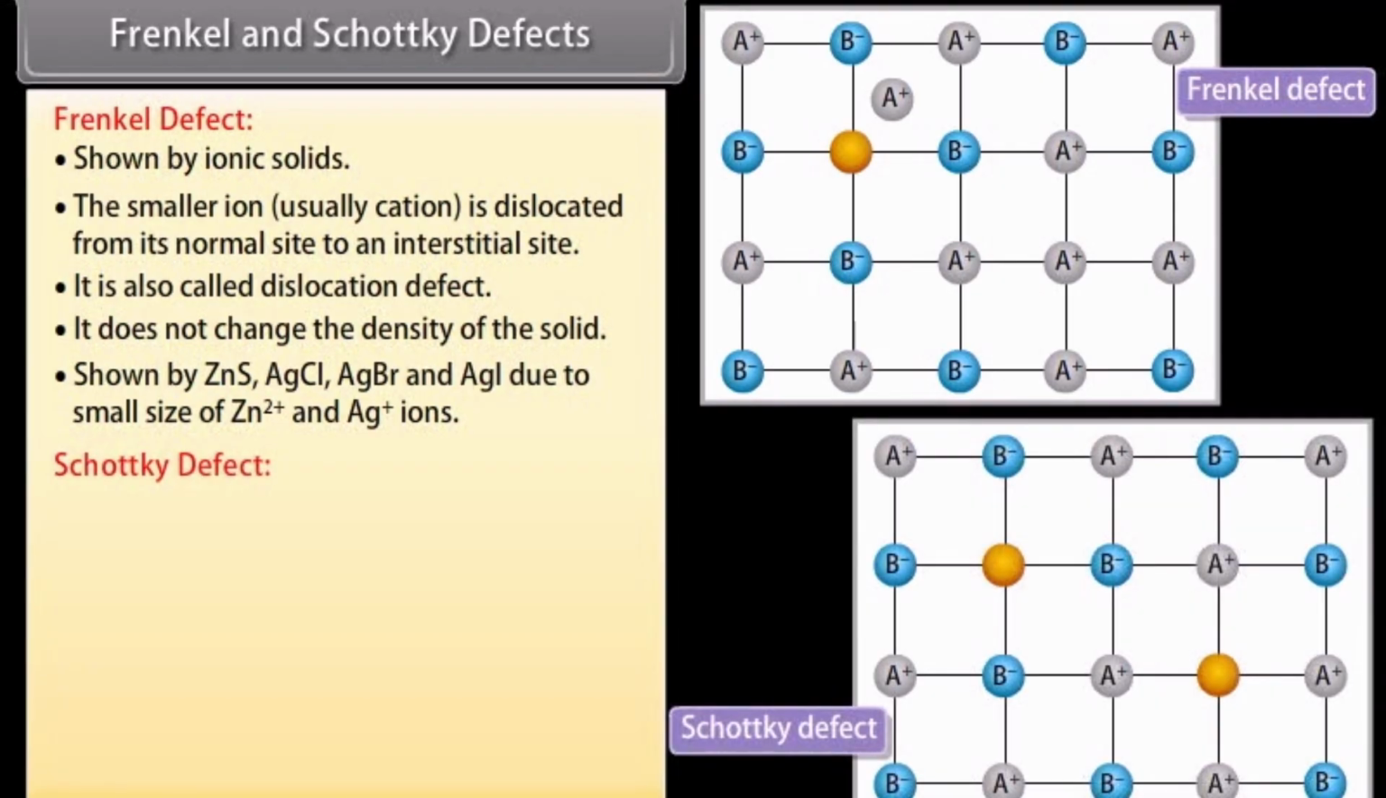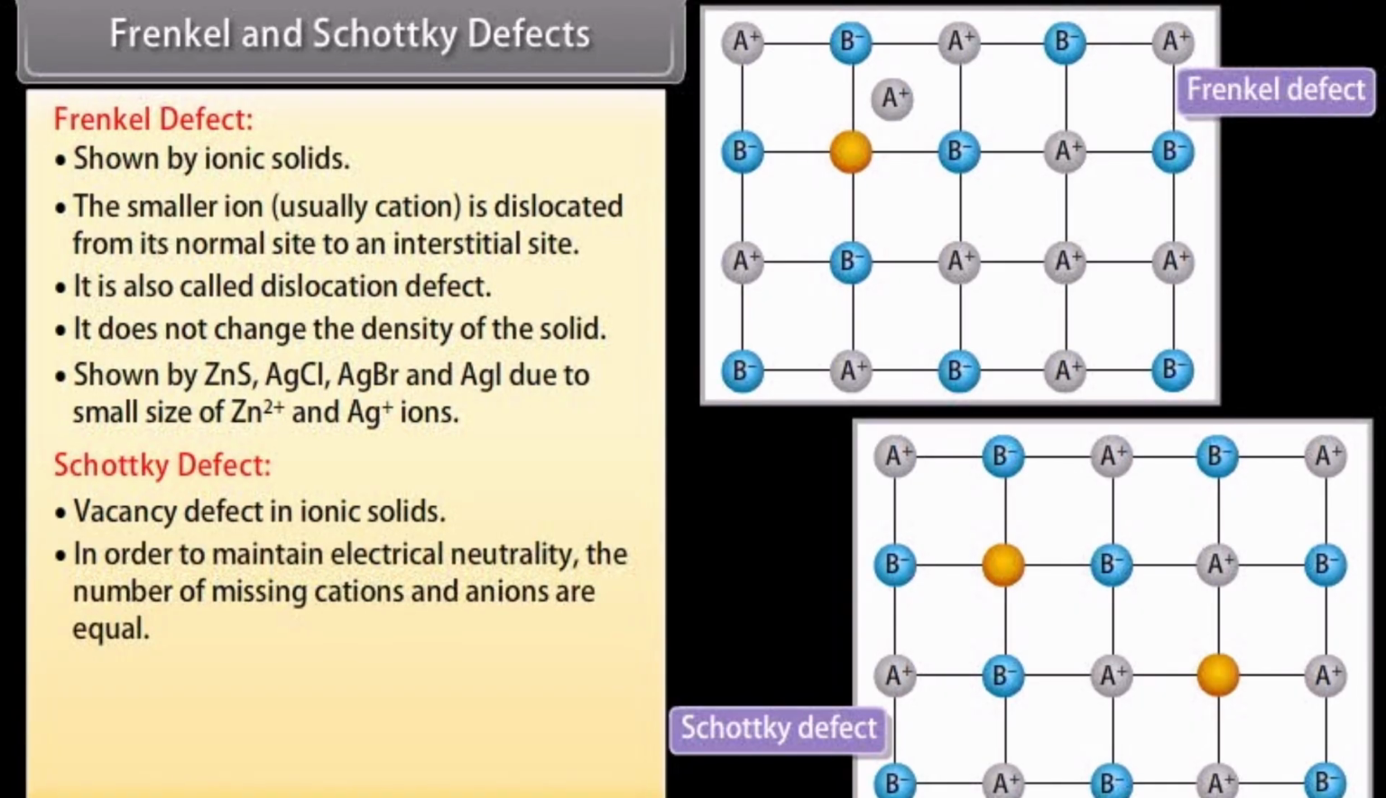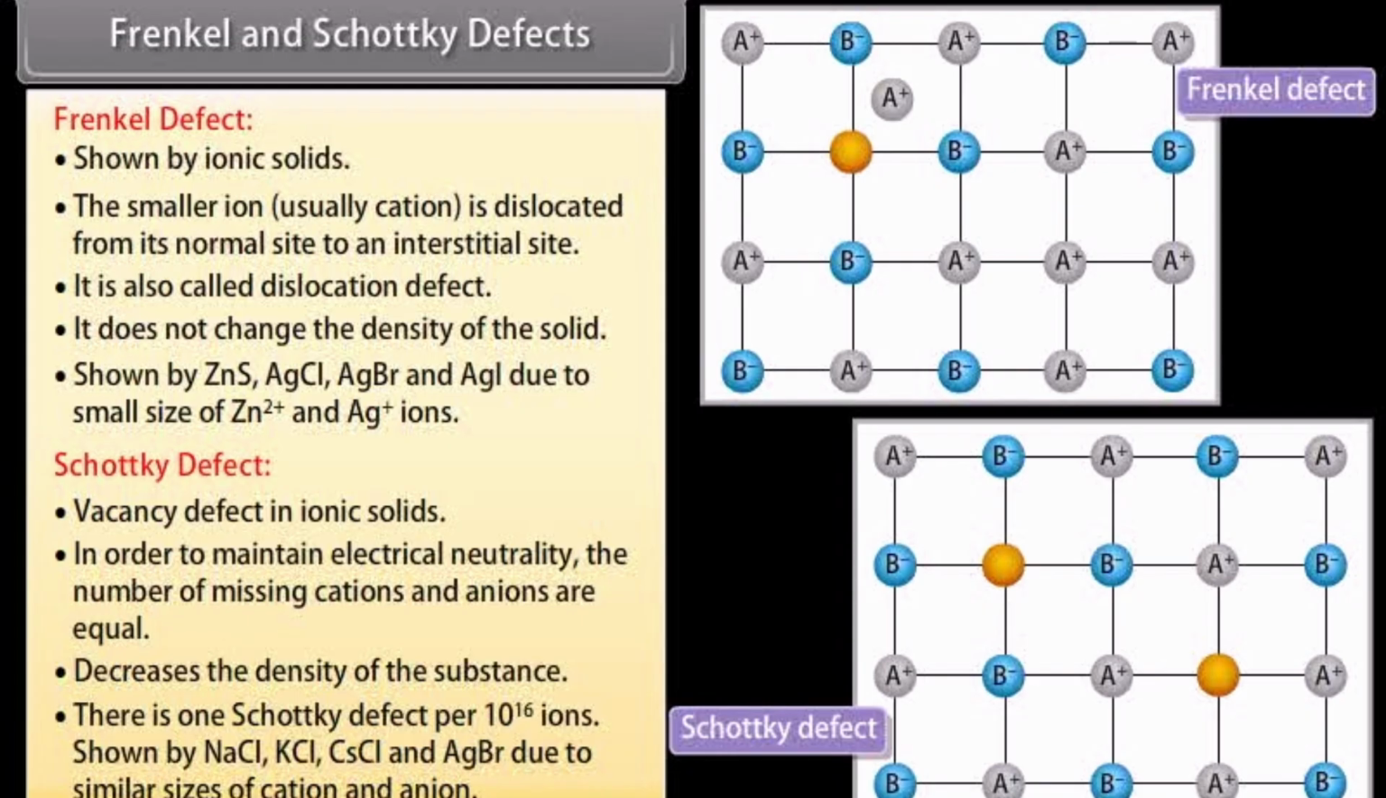Schottky defect, a vacancy defect in ionic solids. In order to maintain electrical neutrality, the number of missing cations and anions are equal. It decreases the density of the substance. There is one Schottky defect per 10¹⁶ ions, shown by NaCl, KCl, CsCl, and AgBr due to similar sizes of cation and anion.